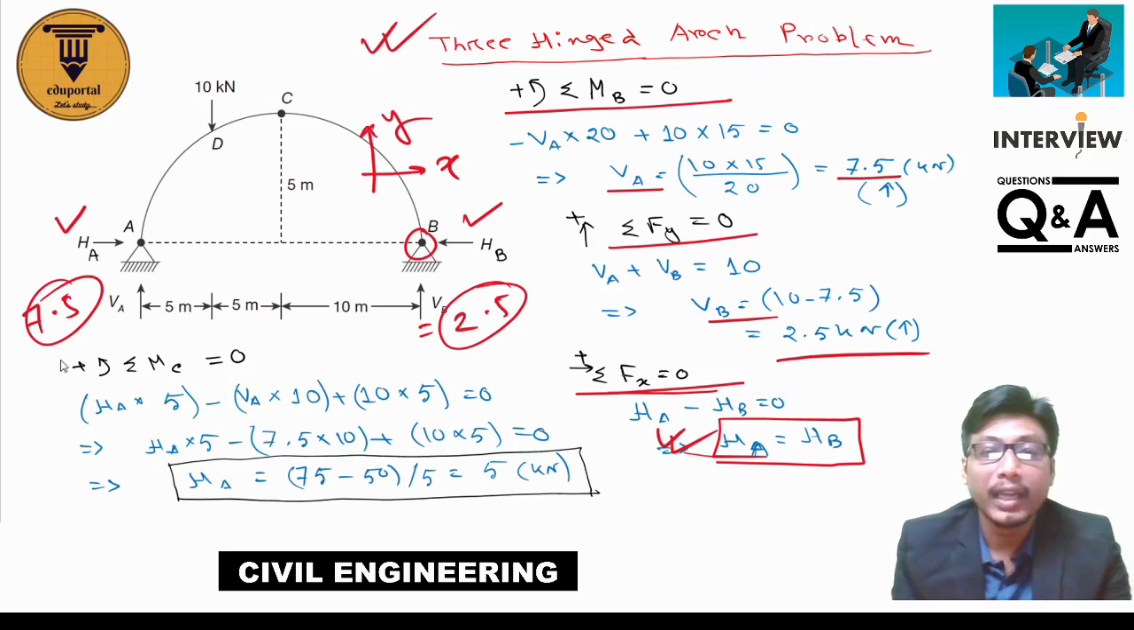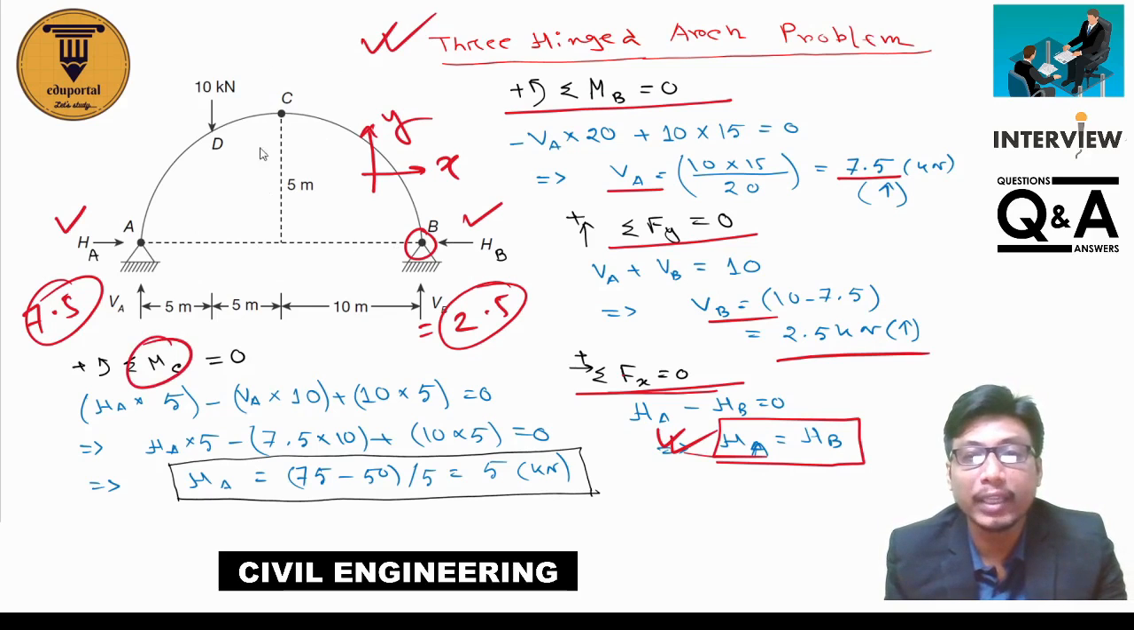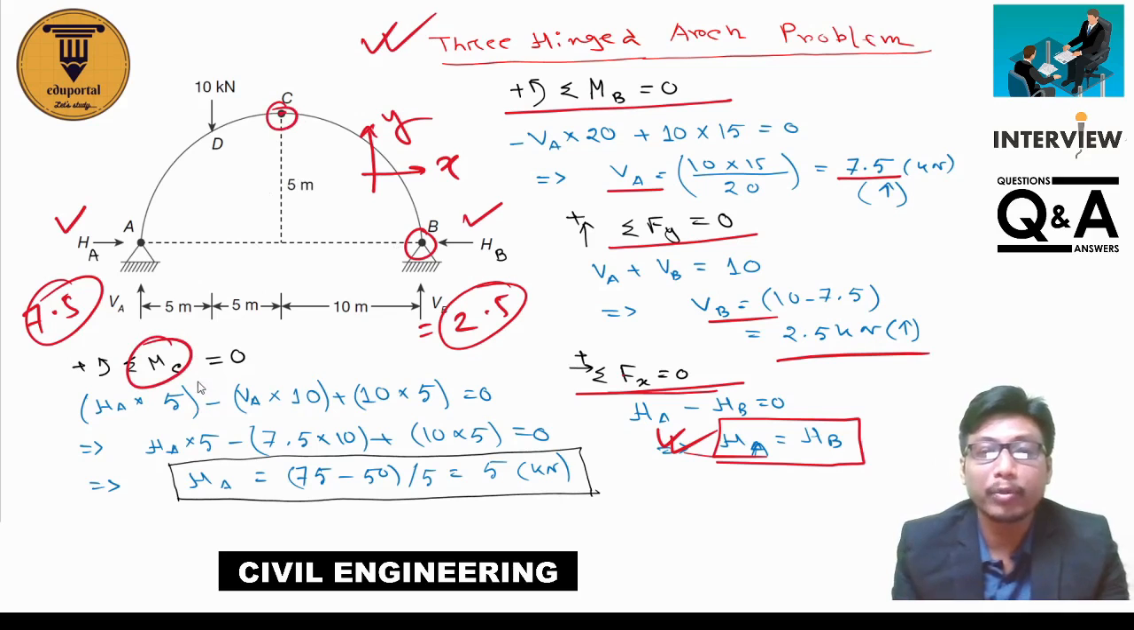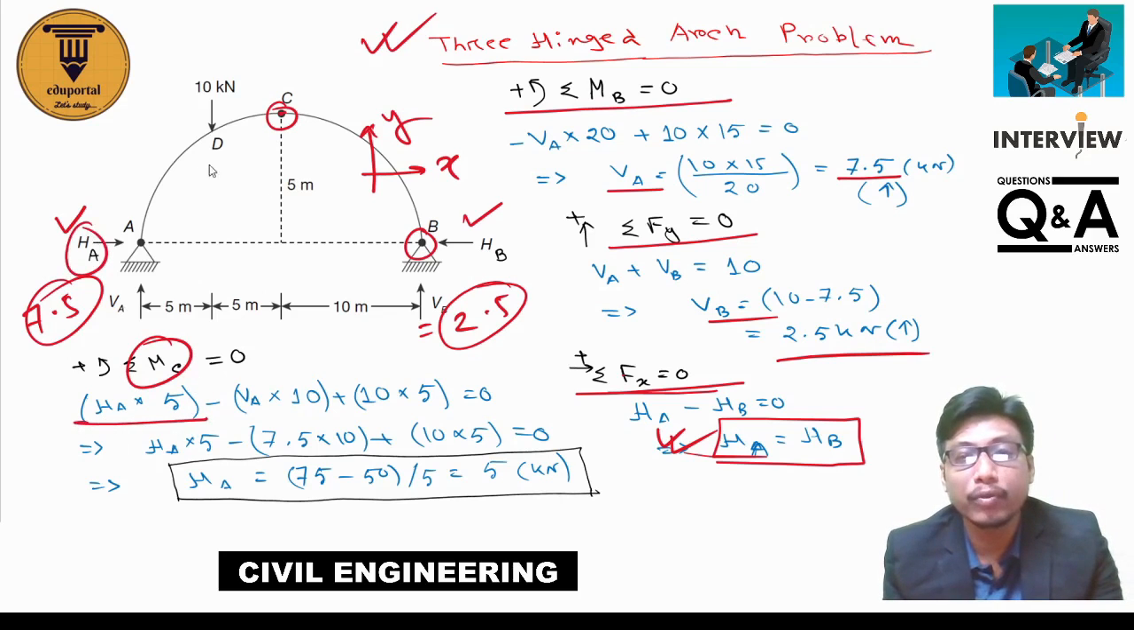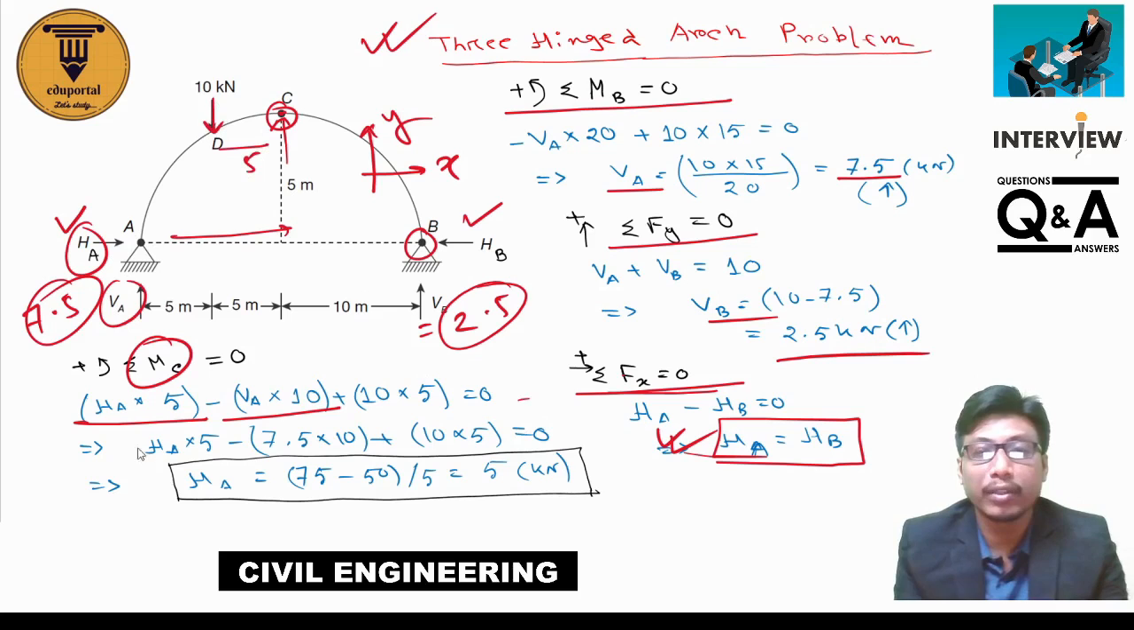Now take moment about point C equal to 0. It is the internal hinge, so it is a three hinge arch, and moment about point C is 0. So take HA into 5, that is the distance, minus VA into 10, plus 10 into 5. We have taken anticlockwise as positive. So 10 into this distance 5. Solving this equation we get HA equal to 5.